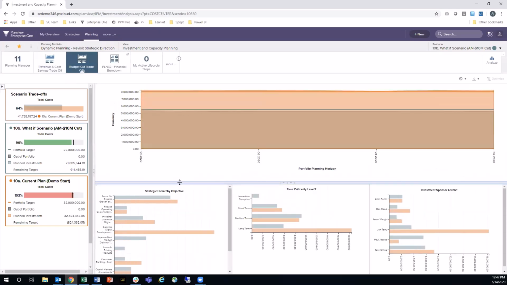So the orange is what we originally had planned. The blue is this $10 million cut scenario. You can see over the next few quarters, we'll be saving about $2.5 million per quarter.